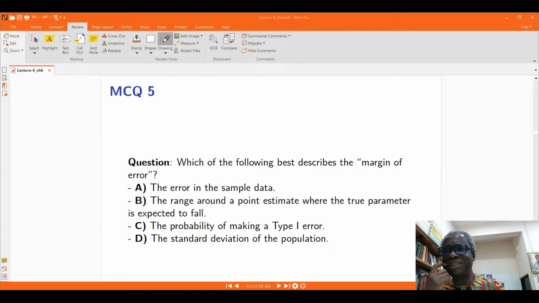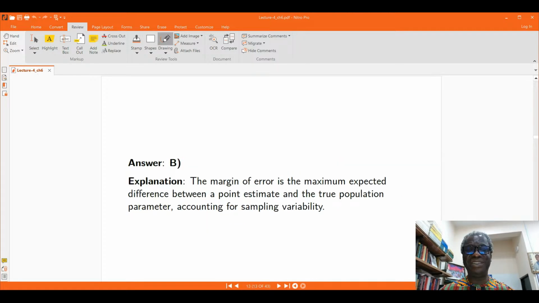Yes, well, interesting. Quite a number of the convergence seem to be around B. So let's look at that quickly. The correct answer is B. You are wonderful. The margin of error is the maximum expected difference between the point estimate and the true population parameter, and that accounts for the sampling variability. We will talk about that when we get there.